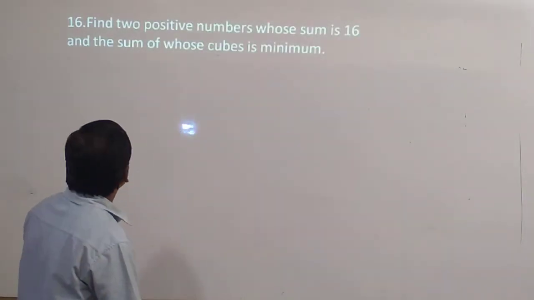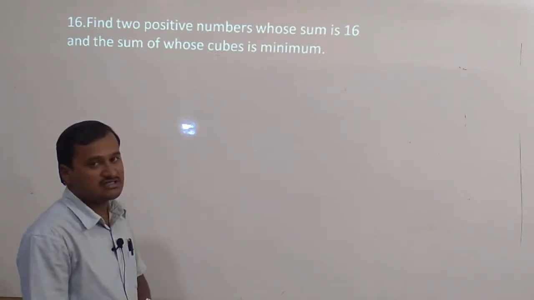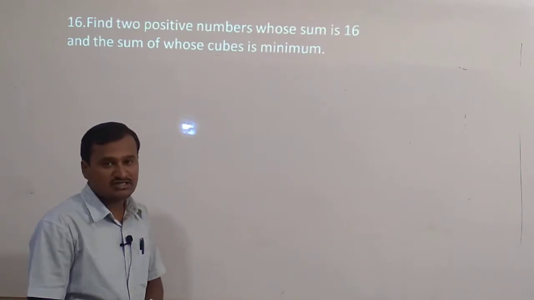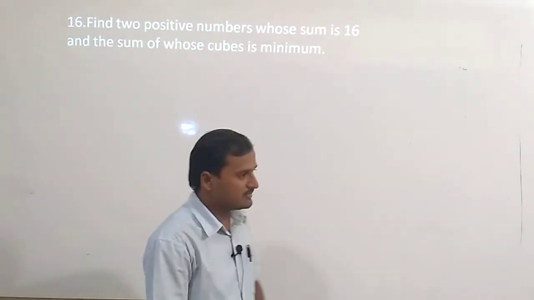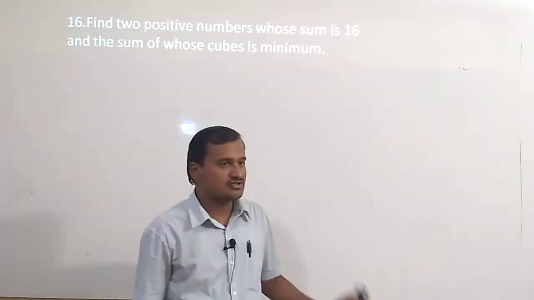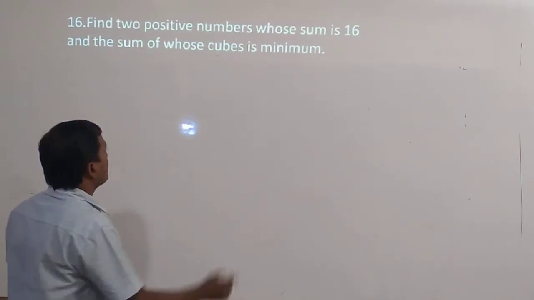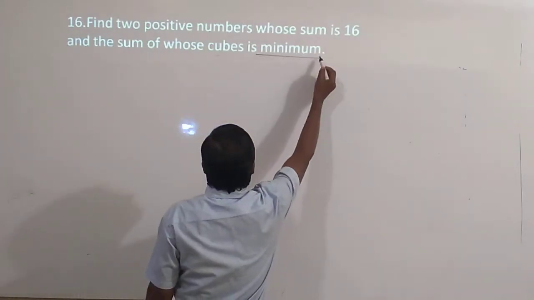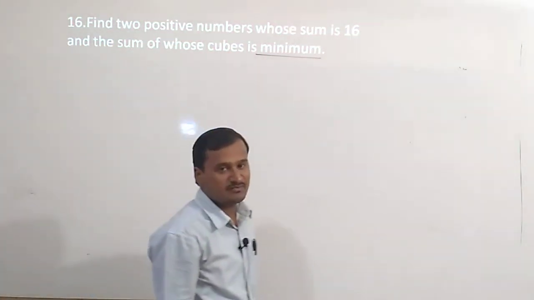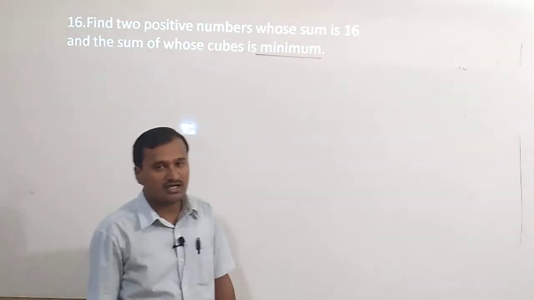Question number 16: find the two positive numbers whose sum is 16 and the sum of whose cubes is minimum. Such types of problems we already solved in a previous class. Such a question may be asked for 3 marks. Here we have to show that the sum of whose cubes is minimum. Sum of whose cubes is minimum means we have to prove that the second derivative is more than 0.